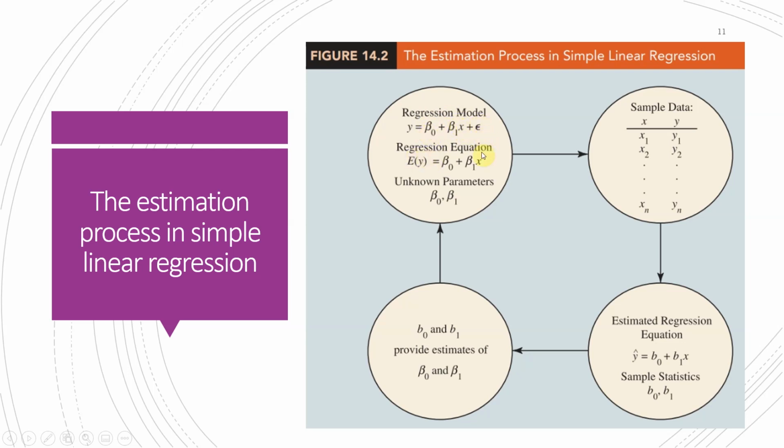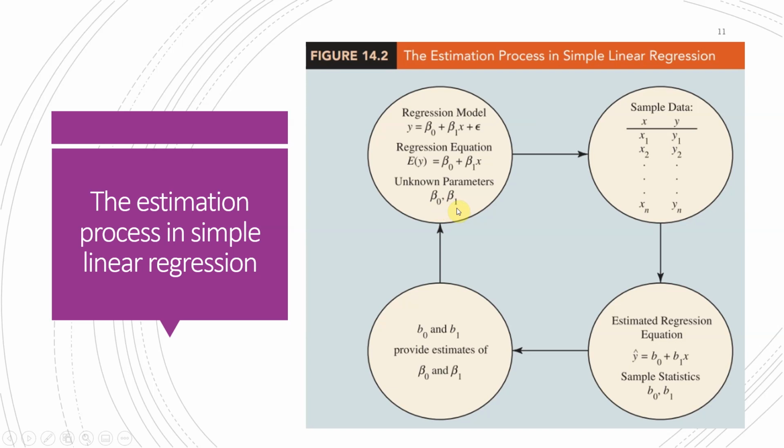So the actual regression equation, the expected value of y, the mean value, is equal to our intercept beta 0 plus our slope times x, beta 1x. These are unknown parameters. These are the population parameters. This is what we really want to know, because if we have those and we know those, then we can figure out what y is. But of course, we don't really ever know those, so we have to estimate them.